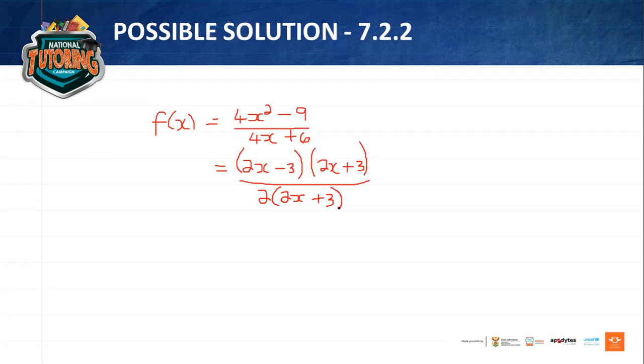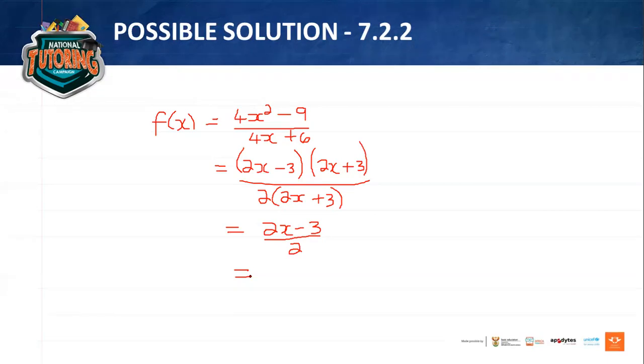We factorize, because we cannot get the derivative if our function is given as follows. We factorize so that whatever cancels out, cancels out. I see 2x minus 3 as numerator, and 2x plus 3 and 2x plus 3 as denominator. So the 2x plus 3 is going to cancel out. Now you are left with 2x minus 3, divided by 2. This is now how our function is going to look.